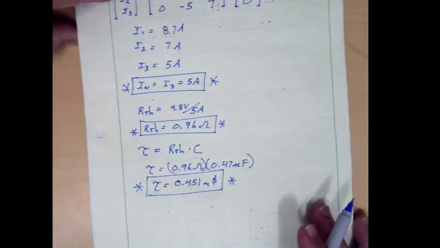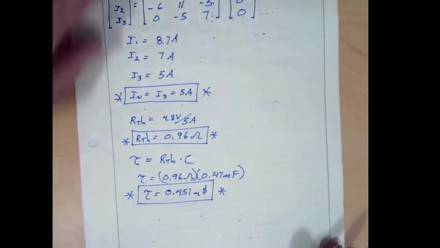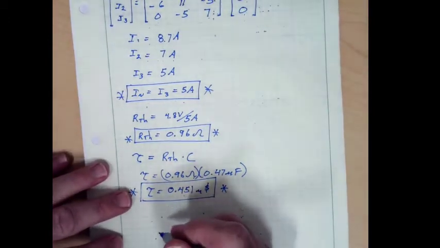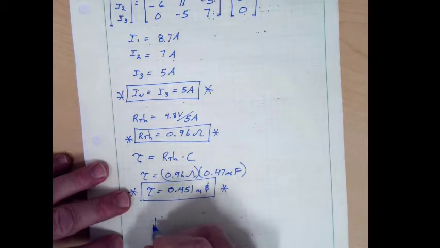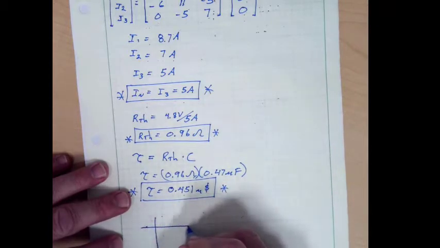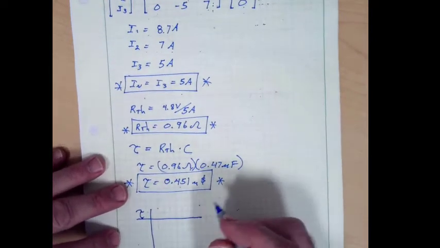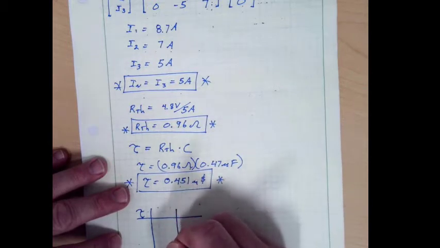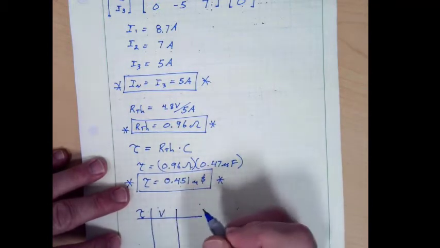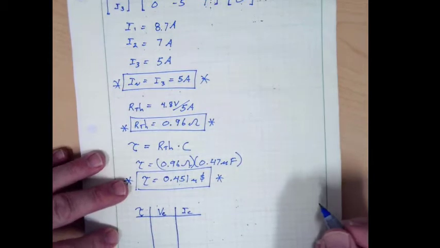Now I said we need to do some plotting. Okay, so I'm going to show you the easiest way to do plotting. I'm going to build a table of values. First one is going to be time, and we'll just call that tau since that's the time constant we're using. We need our voltage value for the capacitor. Now we need the current value for the capacitor.